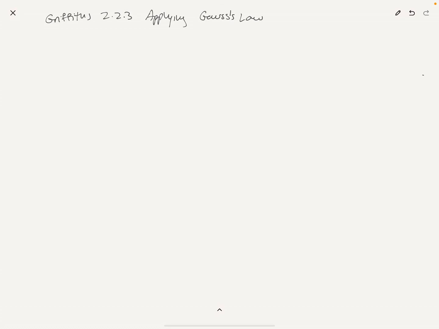Next up is Griffiths 2.2.3, the applications of Gauss's law. We introduced Gauss's law before as the integral of all of the flux of an electric field going through some surface being equal to 1 over epsilon naught times the charge enclosed by that surface. Okay, we're going to go through a couple examples together.